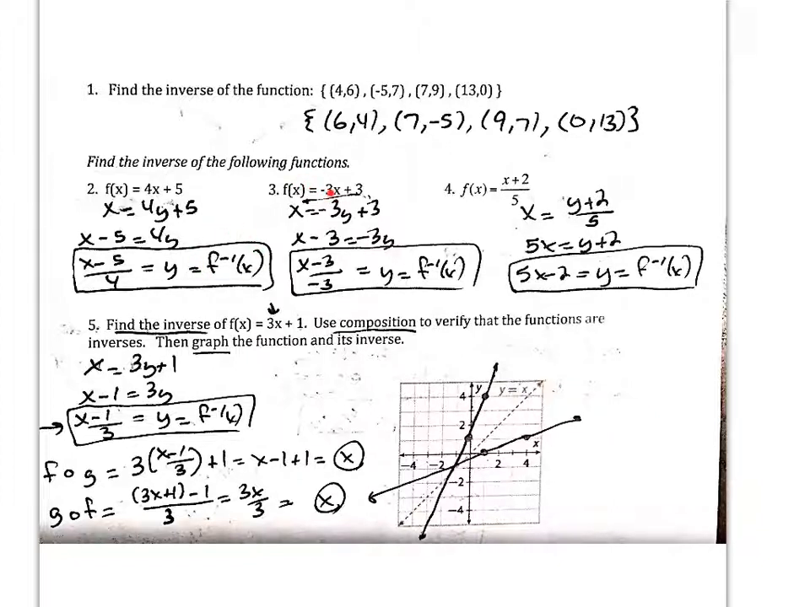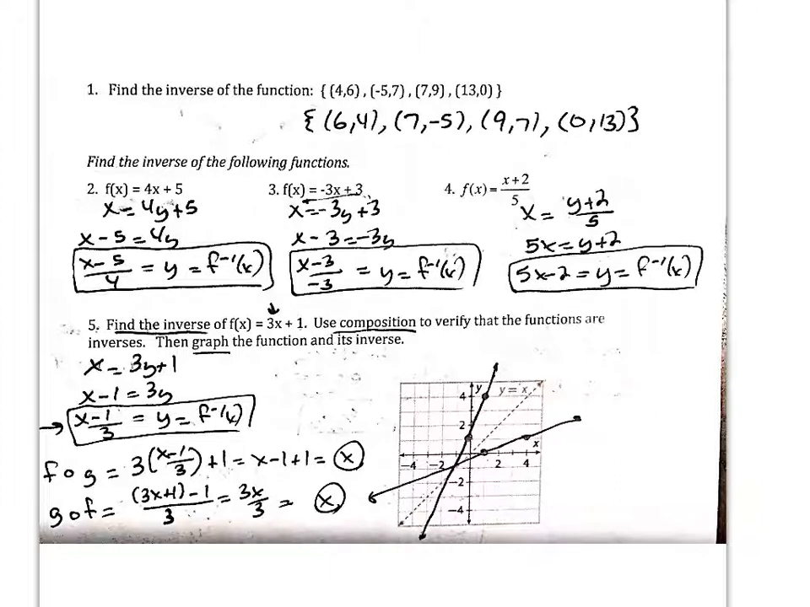Same thing number 3, switch your x and y, move the 3 over, divide by negative 3. There you go, don't forget your notation. Number 4, switch your x and y. Now this one has a fraction in it. The opposite of divide is multiply, so I multiply both sides by 5, give me 5x. Move the 2 over, don't forget your notation again.